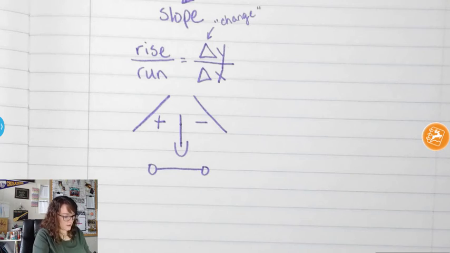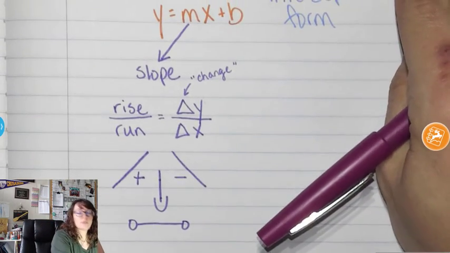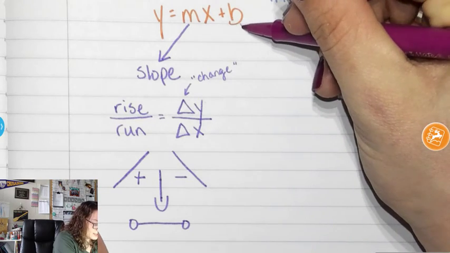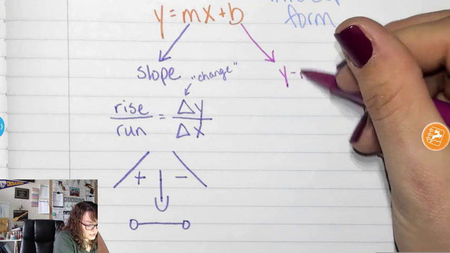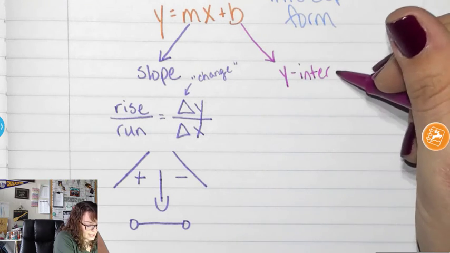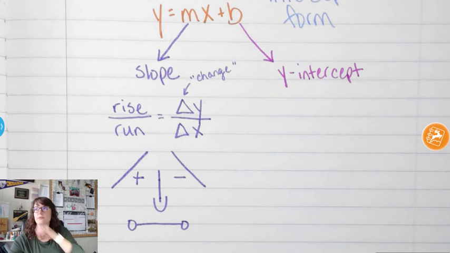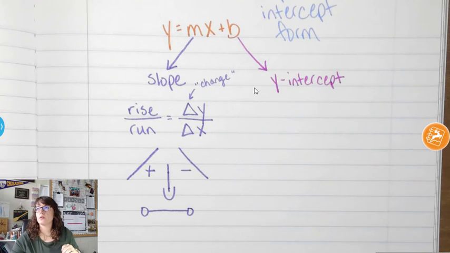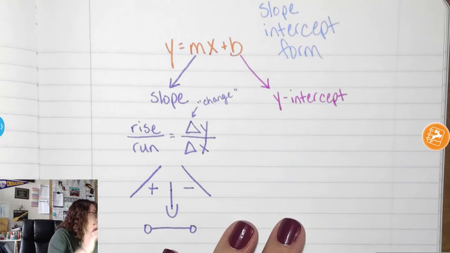B, the other part of our equation. This B stands for y-intercept. That's where the intercept from slope intercept comes from. B equals y-intercept? The B stands for y-intercept, yes.